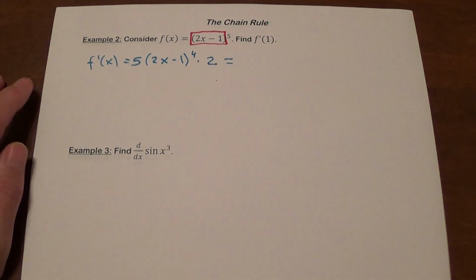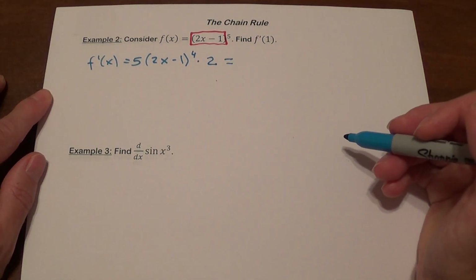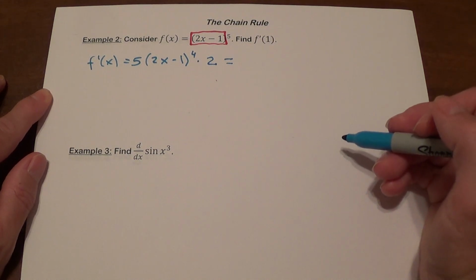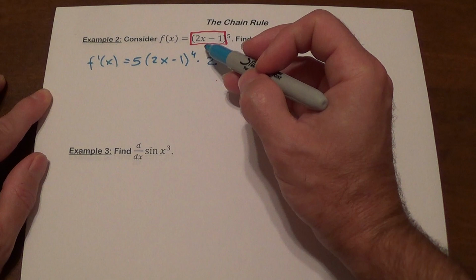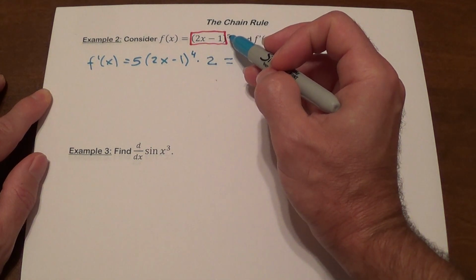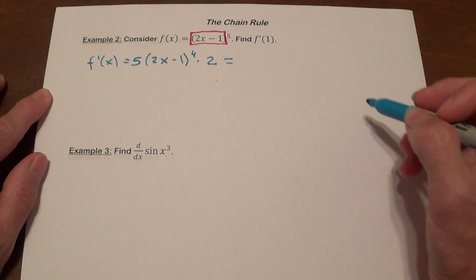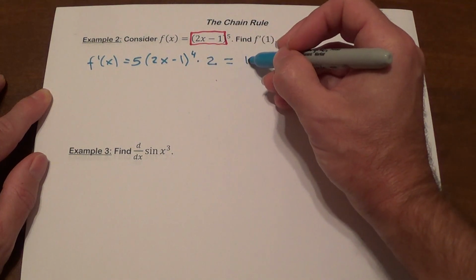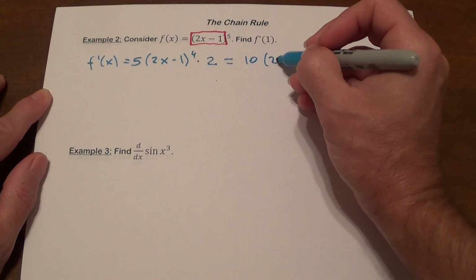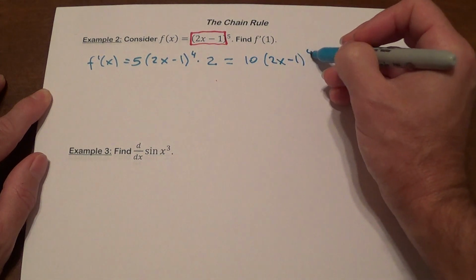Again, this whole idea with inside versus outside function, you always differentiate the outside function first, and then you differentiate the inside function. So the outside function is the 5th power, the power function, and the inside function is 2x minus 1. And after that we simplify, so that gives us 10 times 2x minus 1 to the 4th.